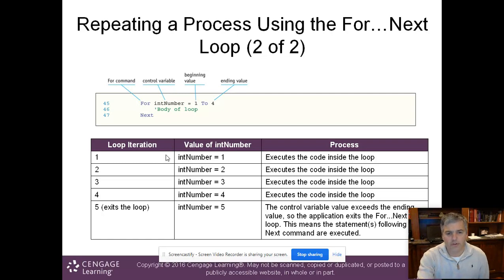Here's a very simple example of a loop. We have our control variable called int number. We're saying for our control variable equal 1 to 4. That's the range. We're going to loop 4 times. This just shows you what happens. First time through, our int number is 1. It executes the code inside. In this example, there's no code inside. Goes 2, 3. When it gets to the 5th one, there's no 5, so the control value is exceeded. We don't loop a 5th time. It just kicks out.